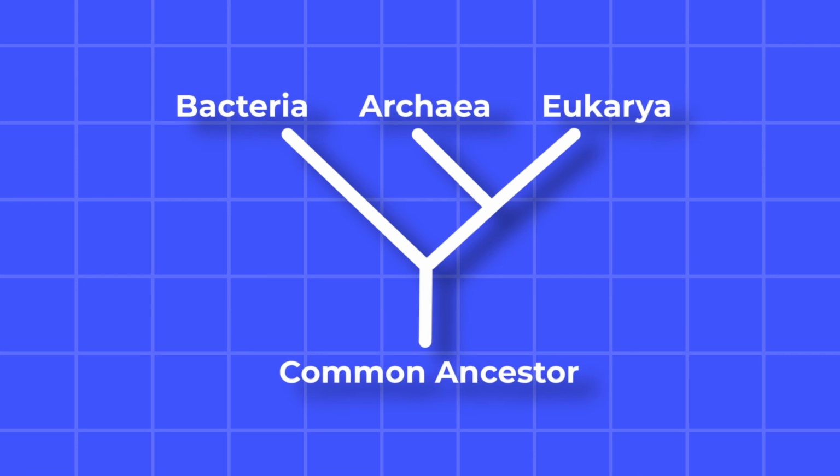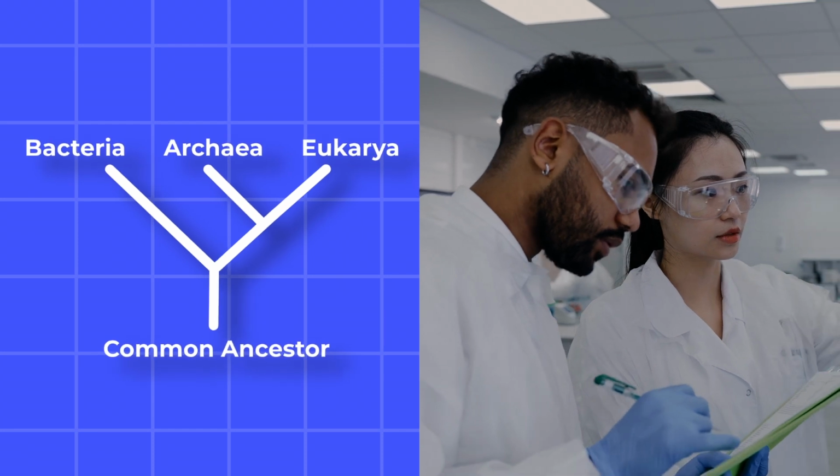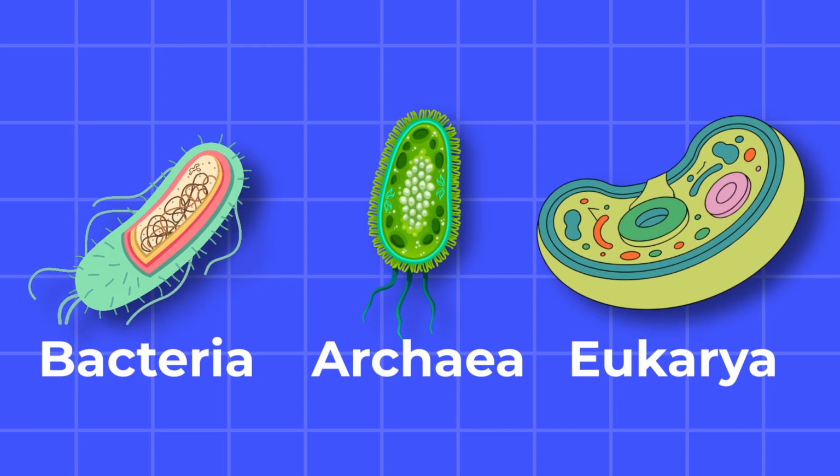It is also important to note that both bacteria and Archaea are prokaryotic. Yet, genetic studies show they belong to entirely separate branches of life. This evidence is one reason scientists use 3 domains rather than 2.